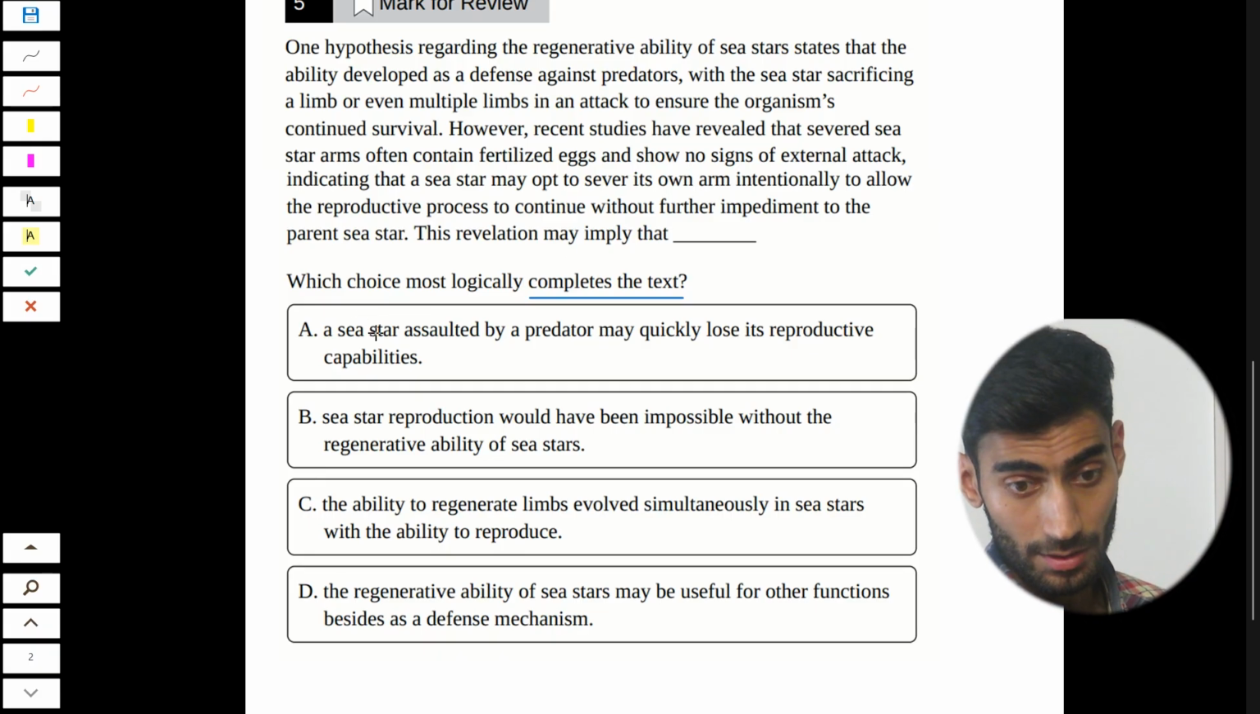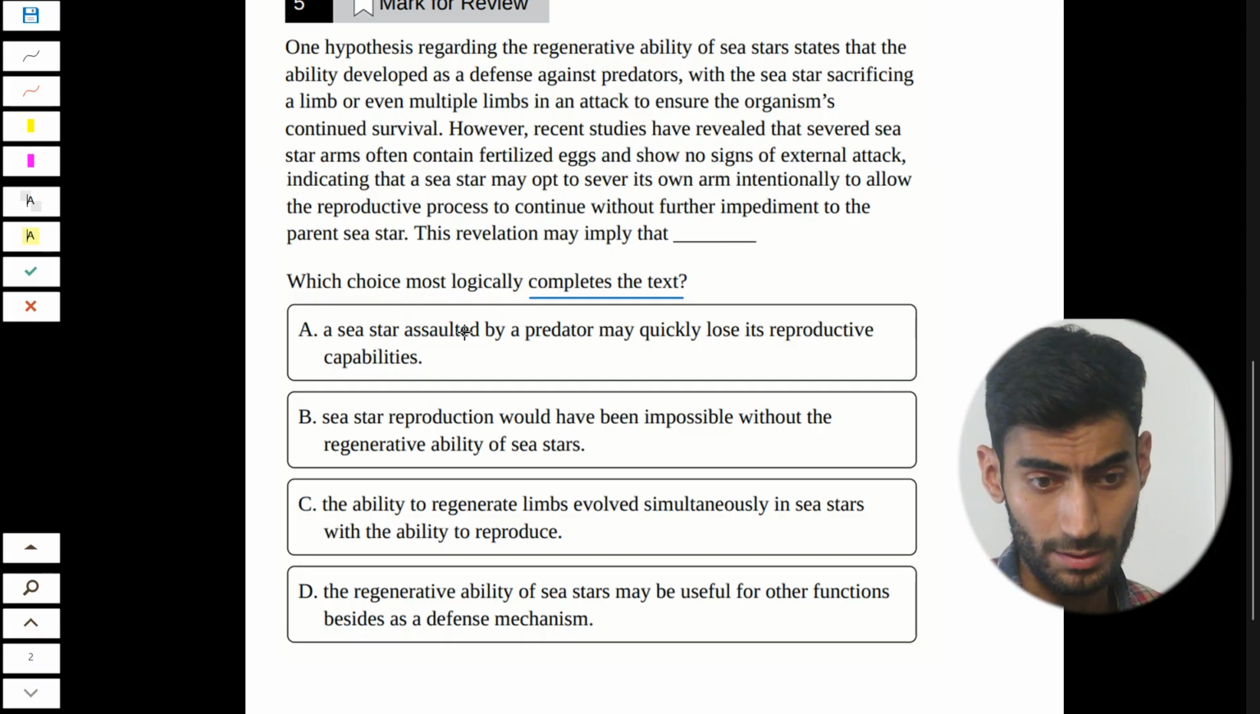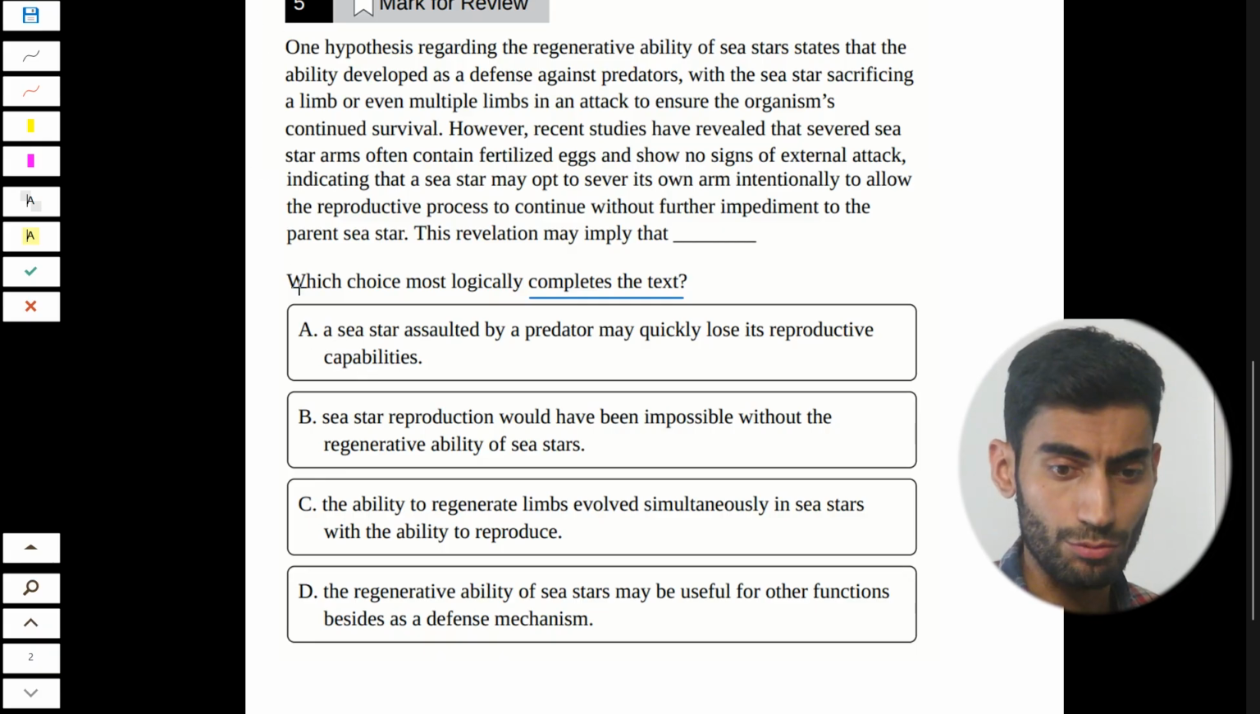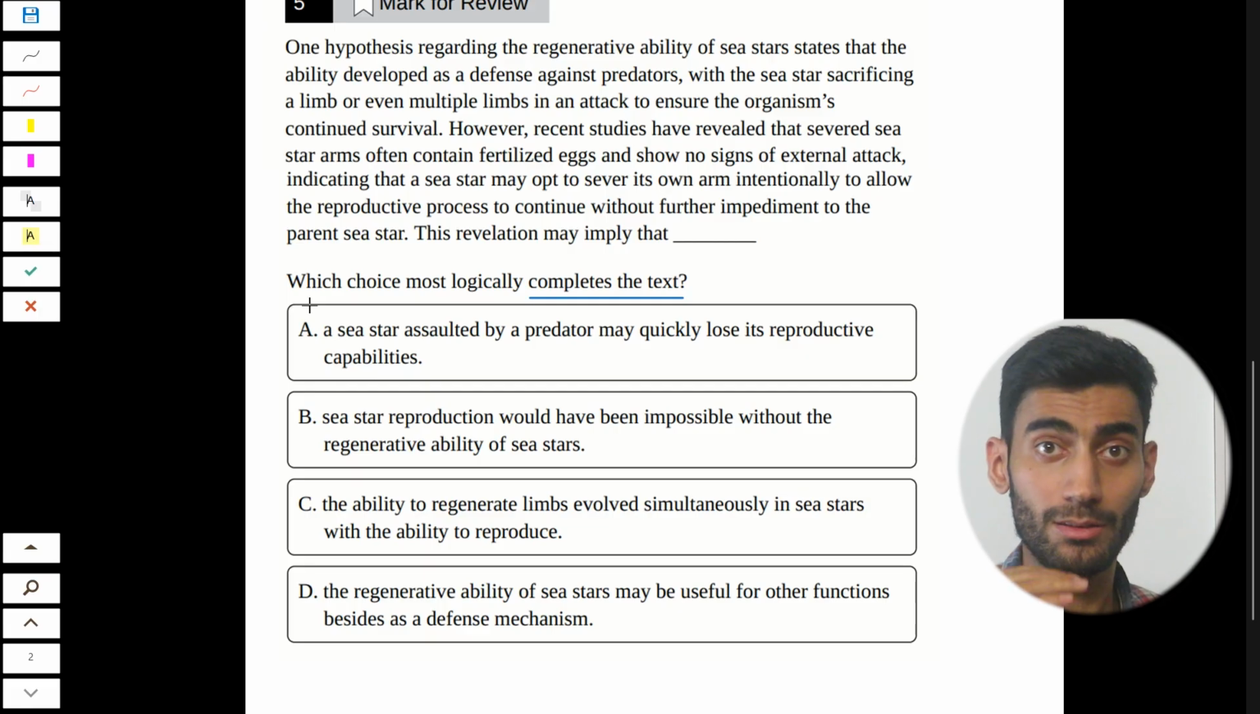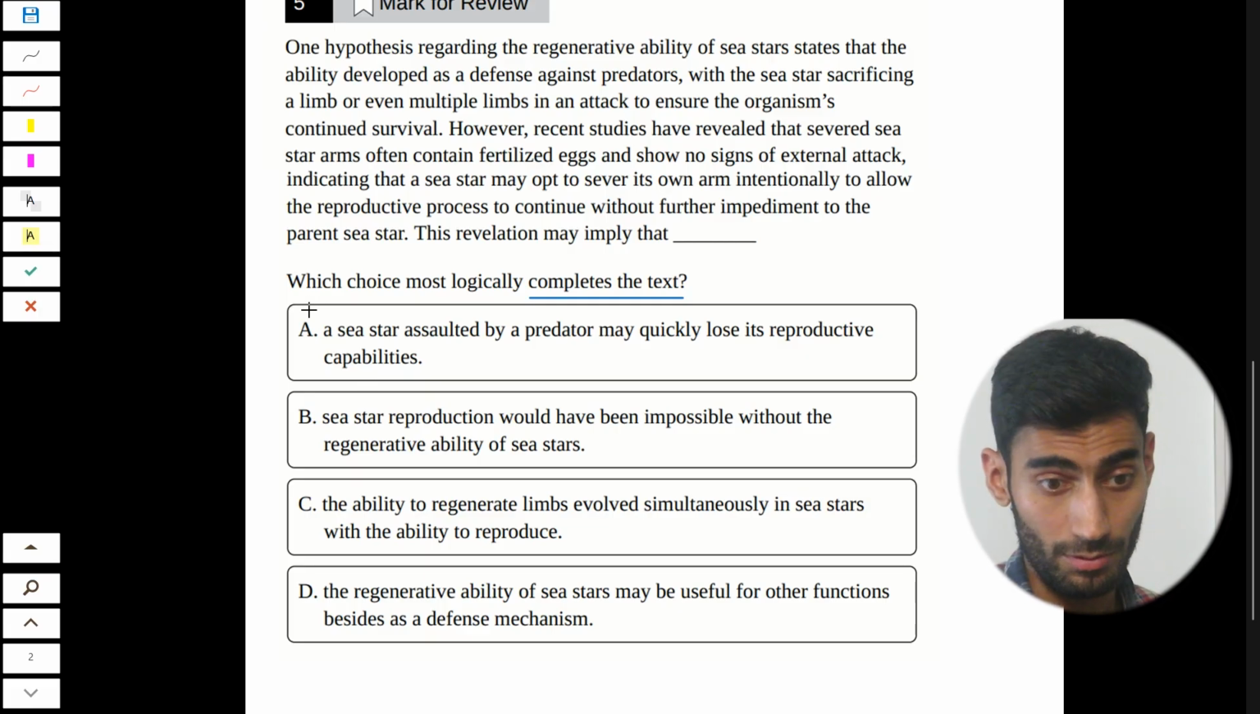A. A sea star assaulted by a predator may quickly lose its reproductive capabilities. That's not really something that the text discussed. There is no direct correlation between being attacked and the sea star losing its reproductive capability. So this is not the case.